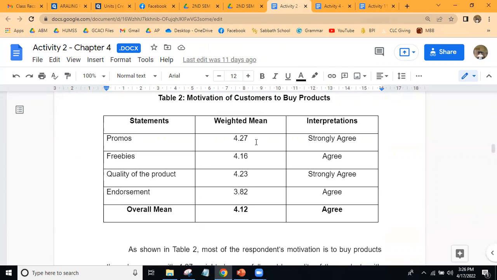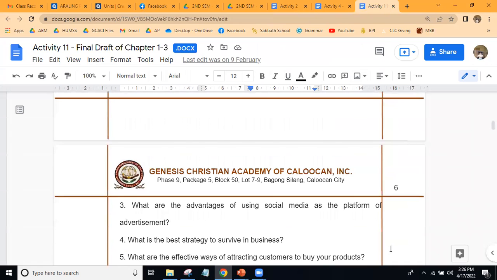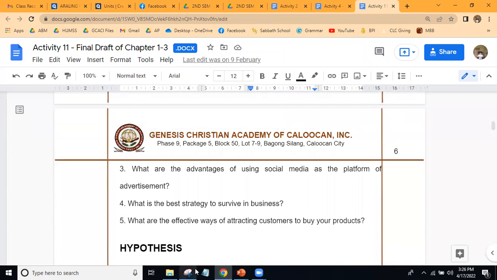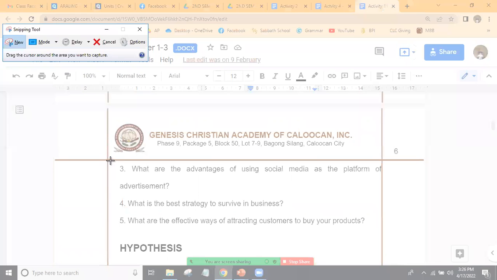Iko-convert lang natin lahat 'yan. So 4.27, that's strongly agree based on our Likert scale. Based on our Likert scale. Let me screenshot and then I'll go to our Likert scale.